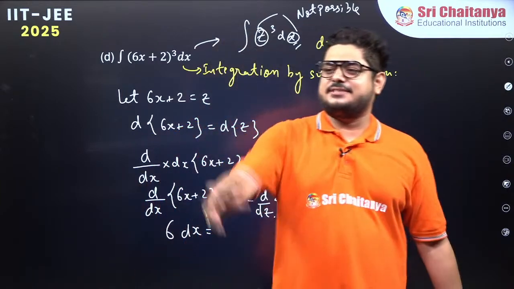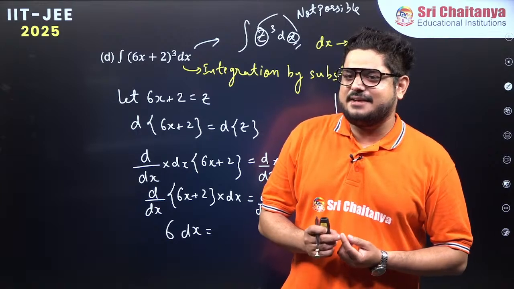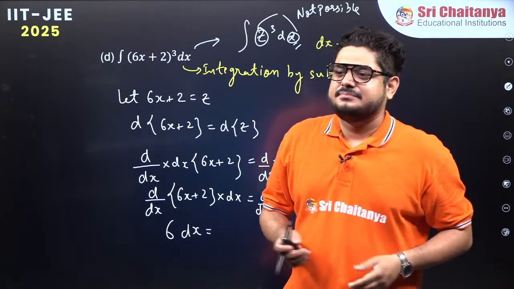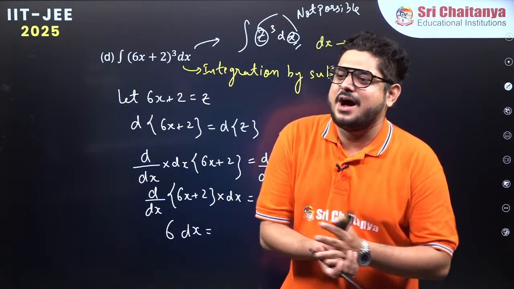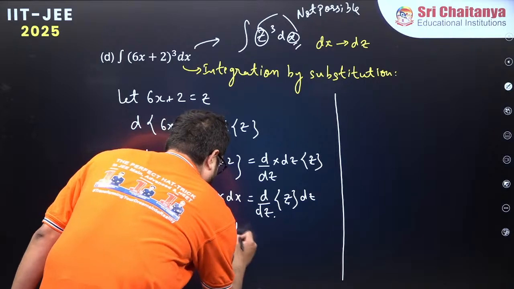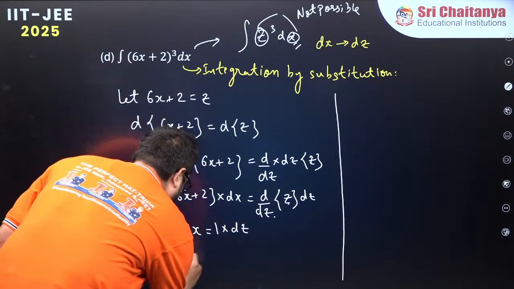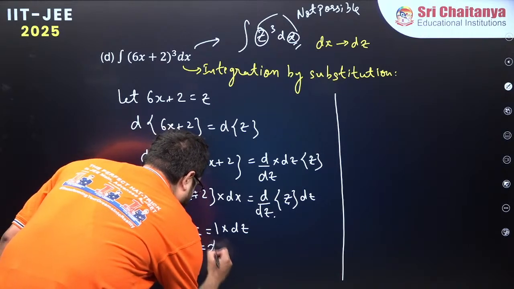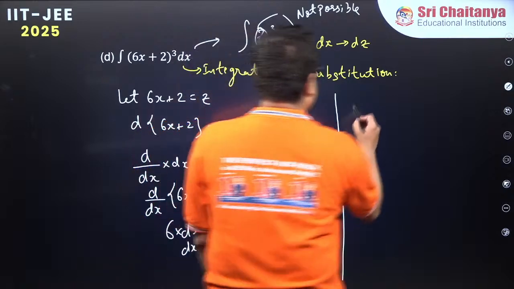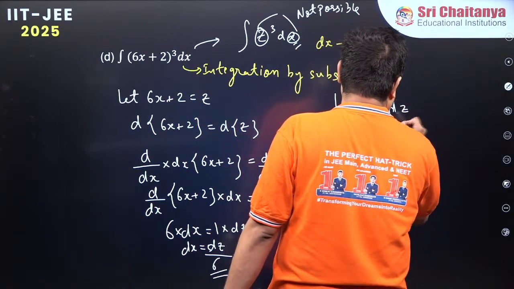Now dx is going to be equivalent to d by dz of z into dz. What is d by dz of z? Please do write it down over there. D by dz of z is 1, isn't it? So it is going to be 1 into dz. So now you are able to get an expression of dx in terms of dz. So dx is dz by 6. Put it over there in the integral. So now it can be easily integrated, right? Z cube of dz by 6.